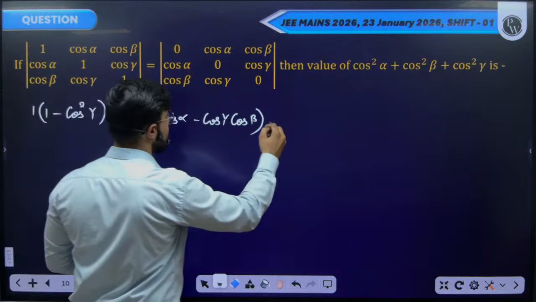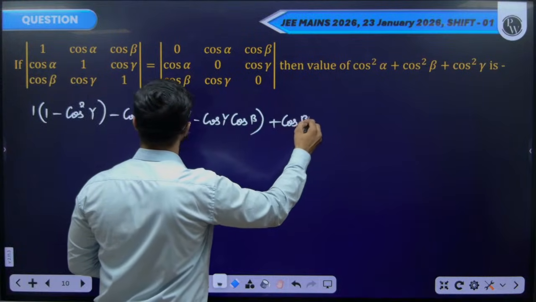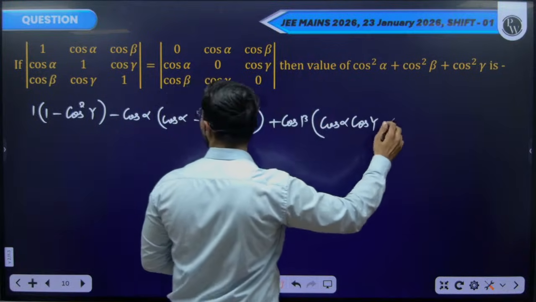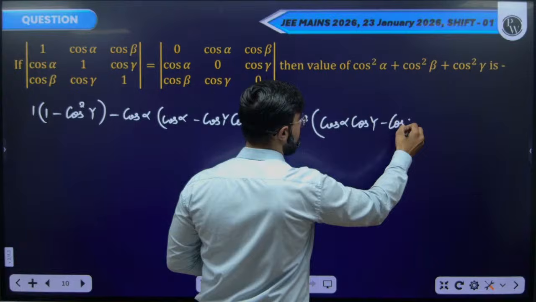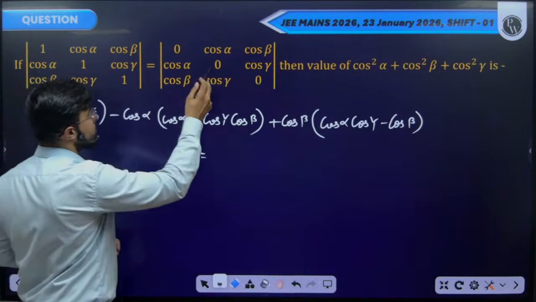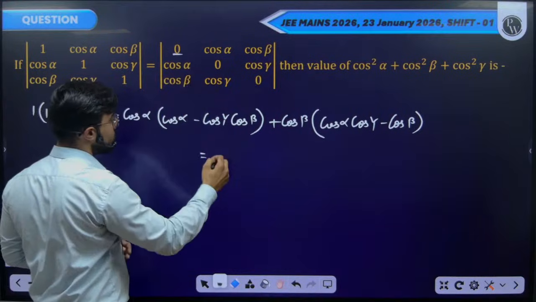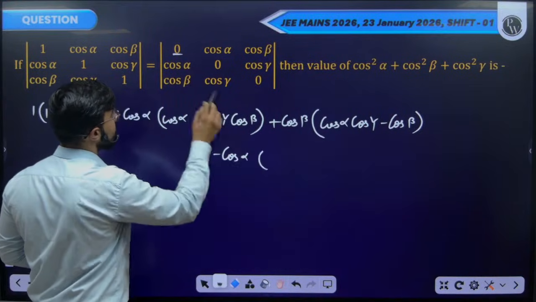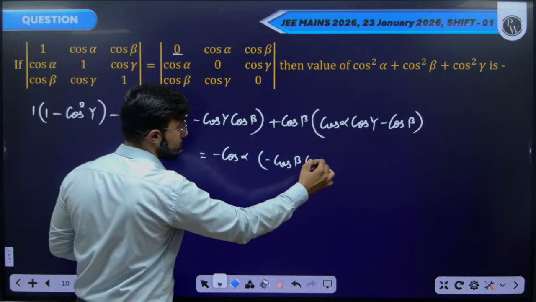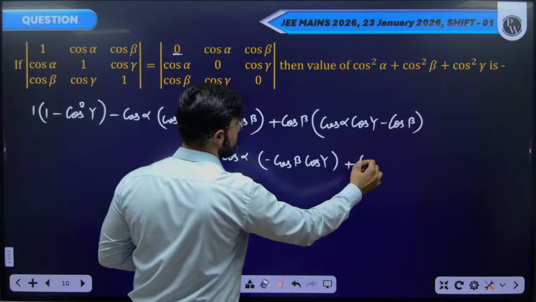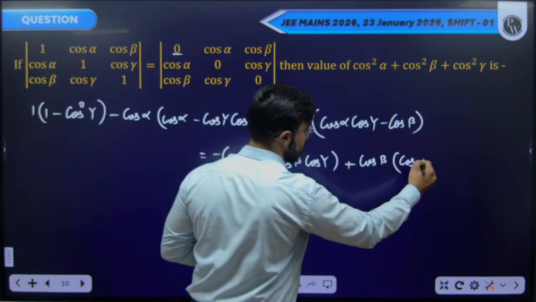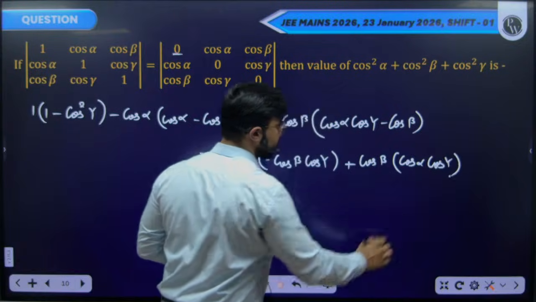Plus cos beta times cos alpha cos gamma minus cos beta, is equal to this determinant value. So what is the value of this determinant? For this element it is 0, then minus cos alpha times 0 minus cos beta cos gamma, and this one is plus cos beta cos alpha into cos gamma.